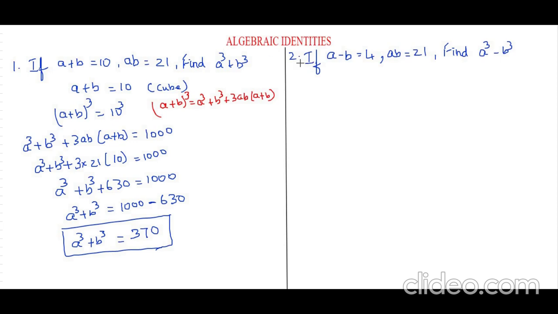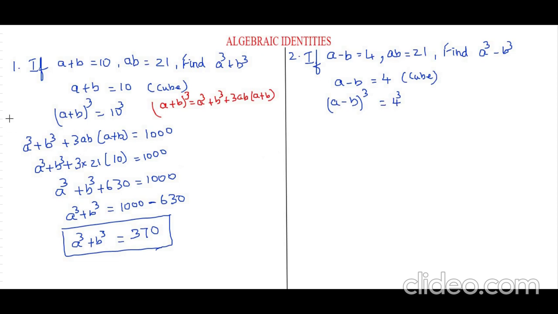Now let's see the second example, which is if a minus b equals 4, ab equals 21, find a cube minus b cube. It is similar to the previous question. Over here it is plus and here it is minus. Again here it is plus and here it is minus. It's the same. We are just going to follow the same steps. So let's take a minus b equals 4 as given, and now we are going to cube both the sides. So this would be a minus b whole cube equals 4 cube.